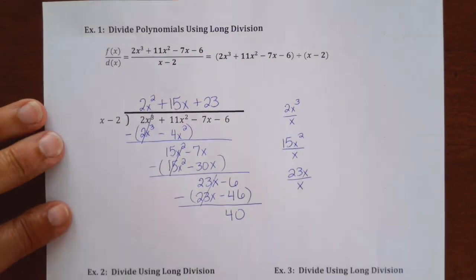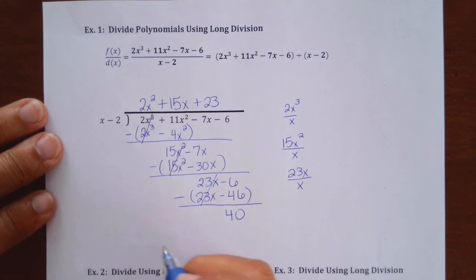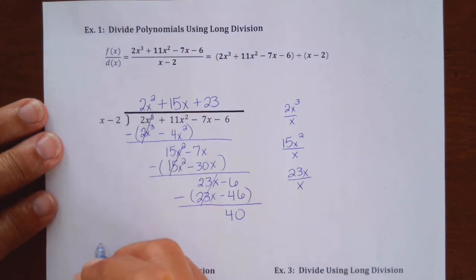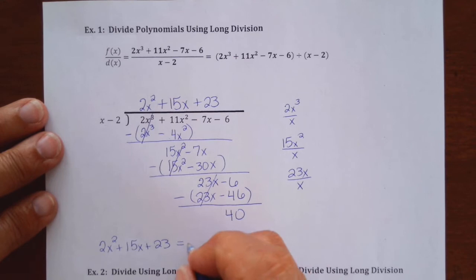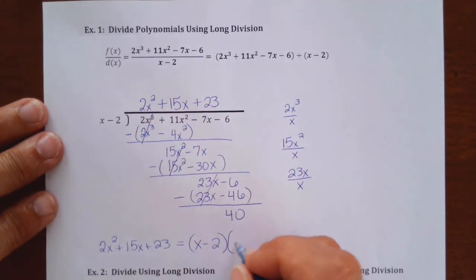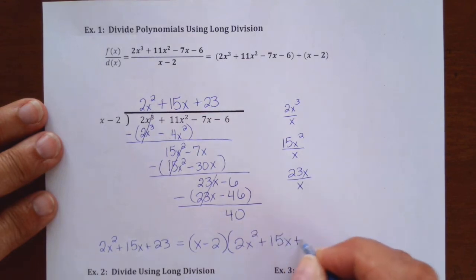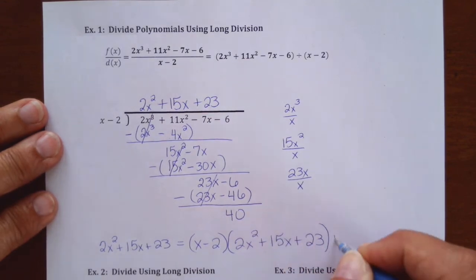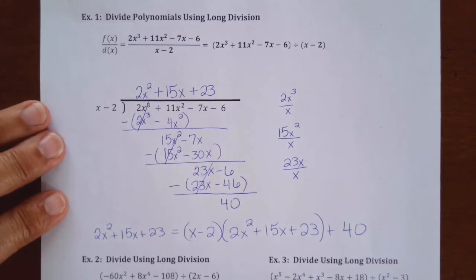So I would write this as, well, again, depends on how we're doing it, but we're going to write that 2x squared plus 15x plus 23 equals, okay, what we divided by times what we got plus the remainder. Now that's one way to do it, okay?